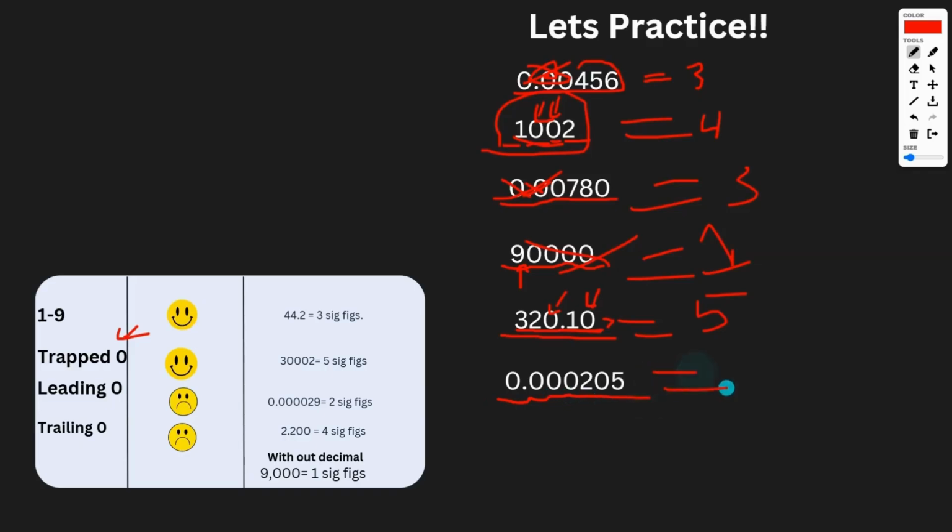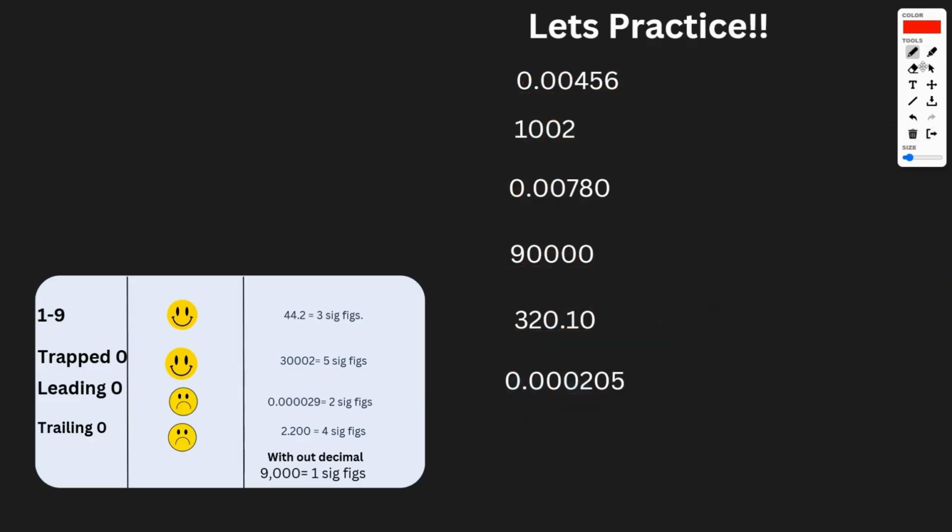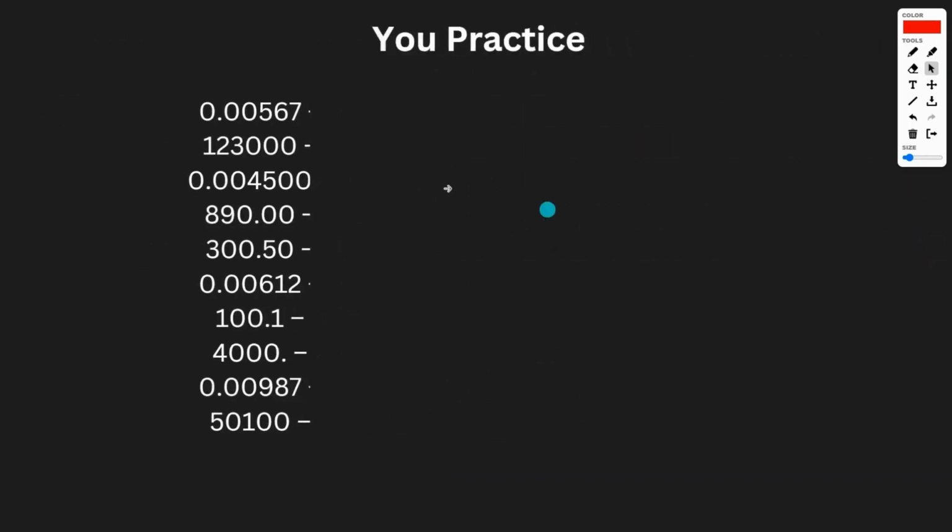In the next example, I have 0.0000205. For this one, we will only have three sig figs because the leading zeros once again don't count. In the next slide, I'll have you guys try some of these on your own. Okay, let's go over the answers.